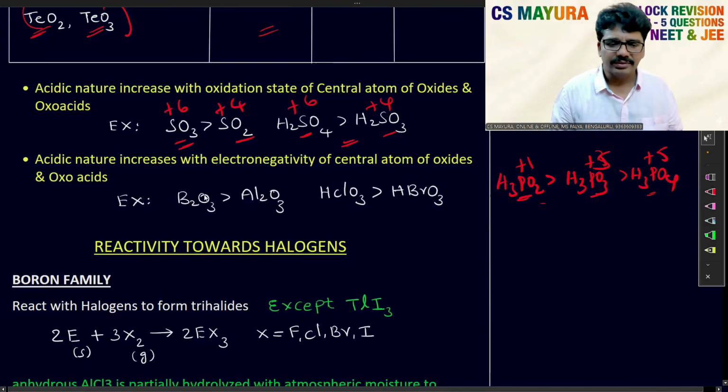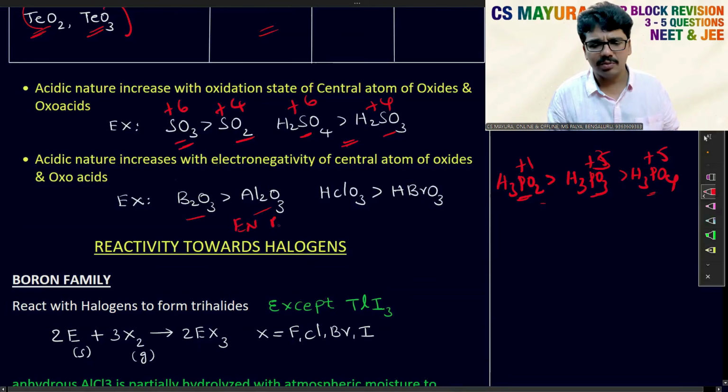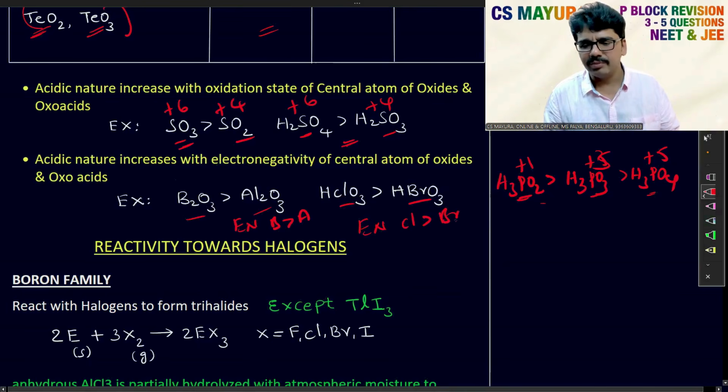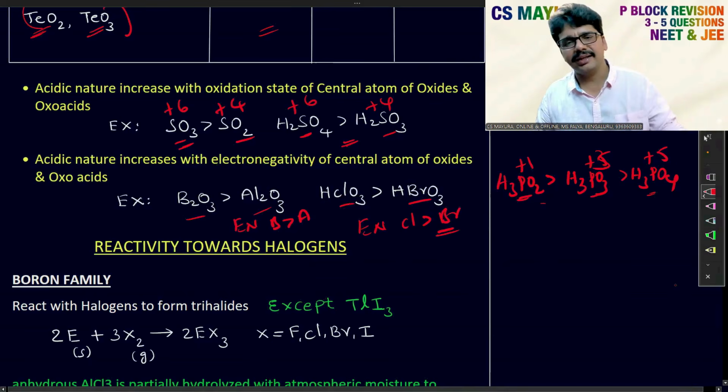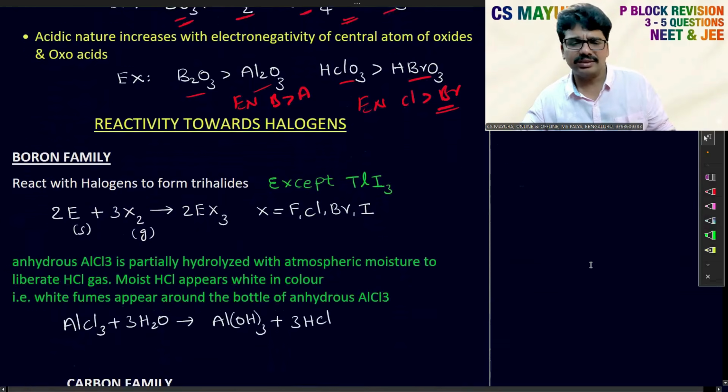Now another point: B2O3, Al2O3, which is more acidic? B2O3 is more acidic. How do you say? Boron's electronegativity is more than aluminum's. In HClO3 and HBrO3, chloric acid and bromic acid, which is more acidic? Chloric acid is more acidic than bromic acid because the electronegativity of chlorine is greater than bromine. So when the electronegativity of the central atom is more, or the oxidation state increases, acidic nature is more. Next, the reaction towards oxygen is completed.